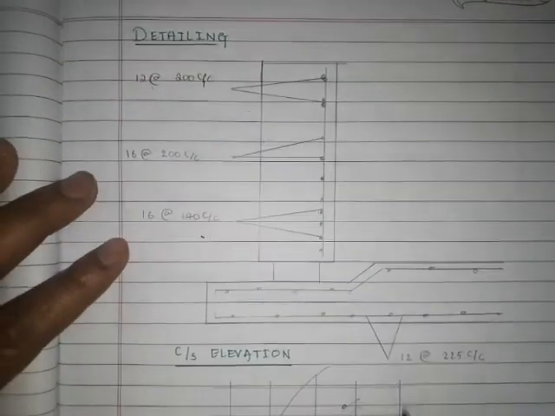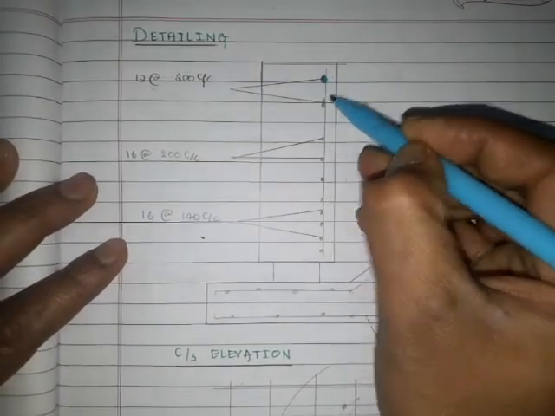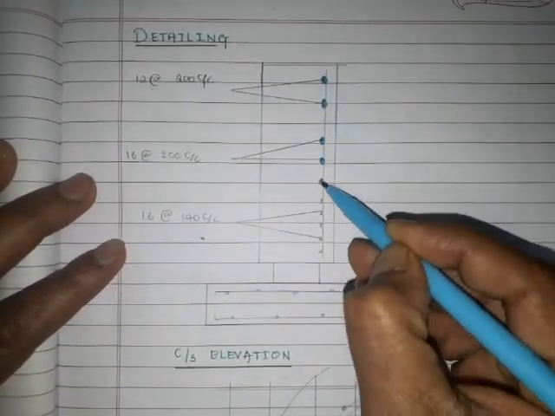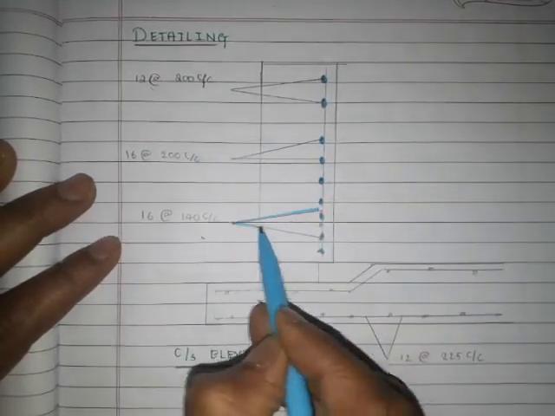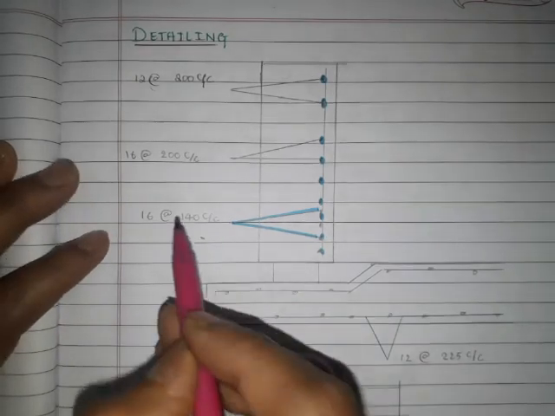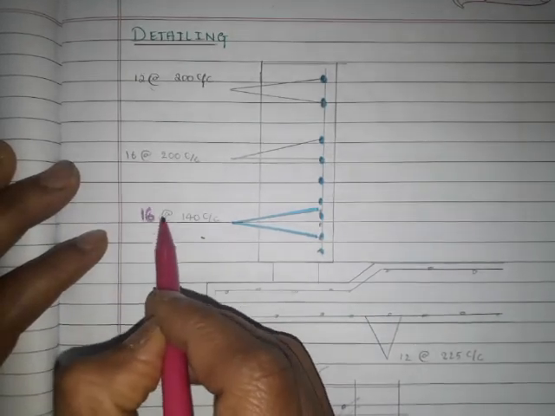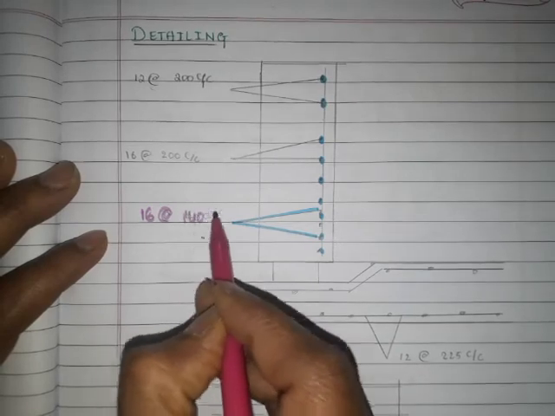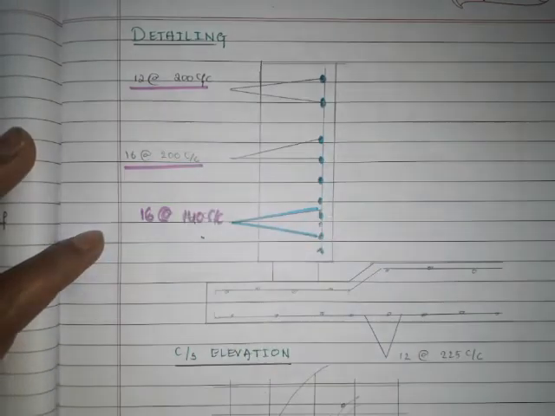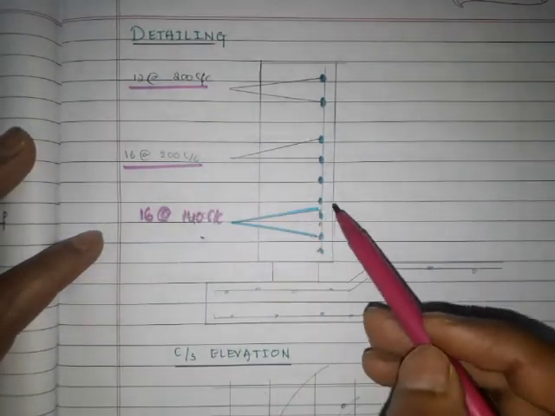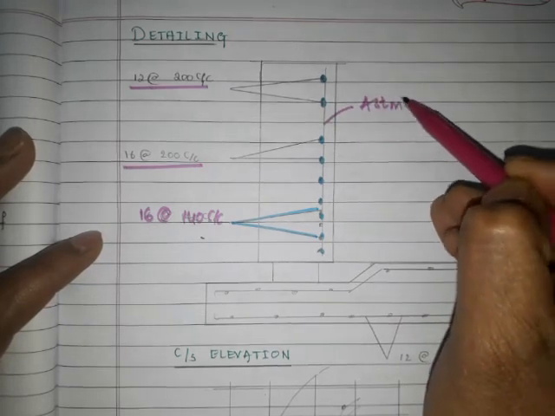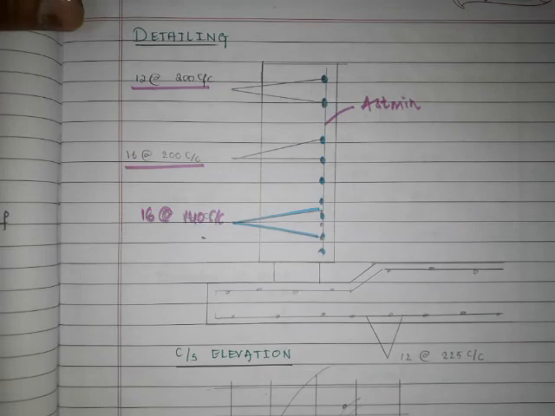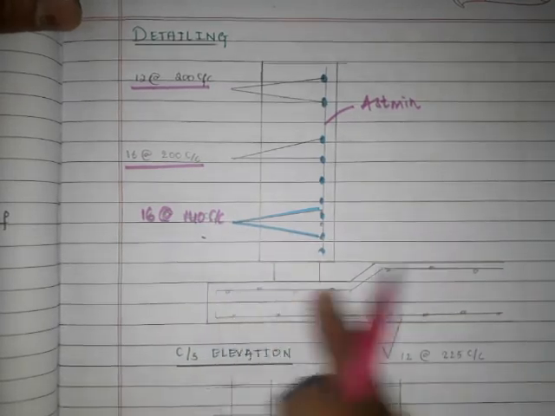In the detailing part, if you see here, we have these bars. These are nothing but the rings. At this level the reinforcement is 16 at 140, 16 at 140, and here we have 16 at 200, and here we have 12 at 200. Those are rings, and these are the vertical bars; we have provided the vertical bars as AST minimum. And this is for the base slab.